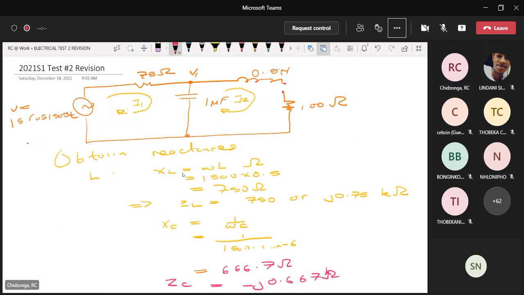Reactance is a pure number, right? I then write ZL, which is the impedance now of the inductor. There must be a j here, right? So this is j750 or j0.75 if you want to express it in kilo ohms.